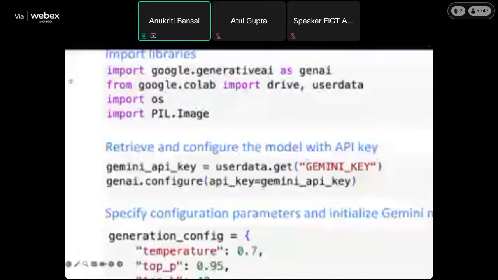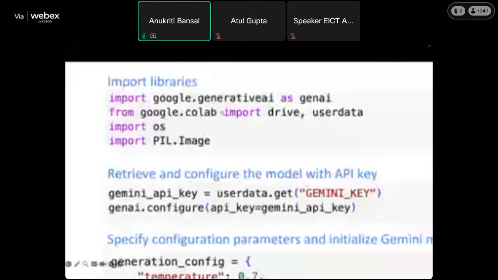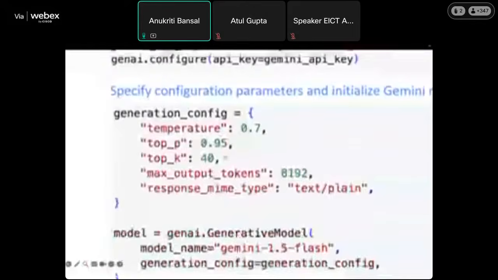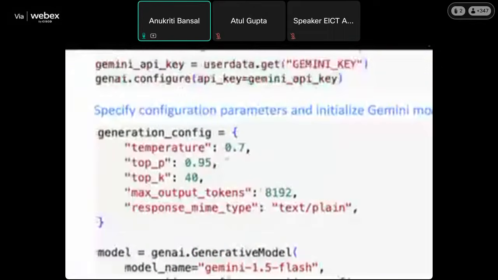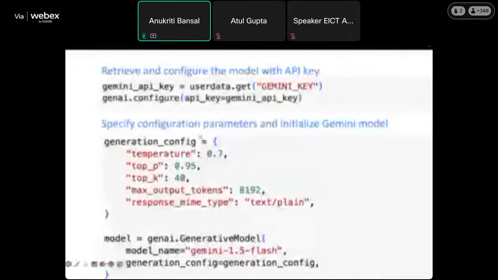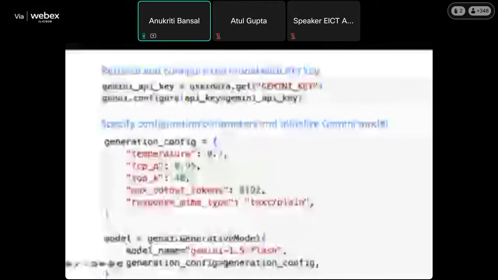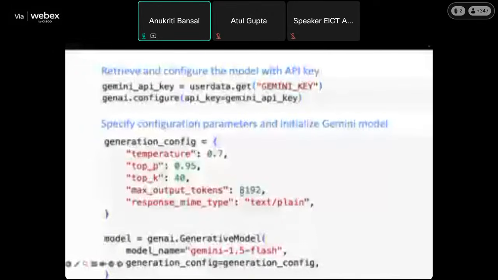So there is some additional helper code written in the Colab notebook, but the important components are written here. I need to import some packages, then specify some parameters to my Gemini model: temperature, top P, top K values. And you can also specify the maximum number of tokens you want to generate. I want the output only in the form of text, so I have written response MIME type here. If you want to generate an image, this will change.